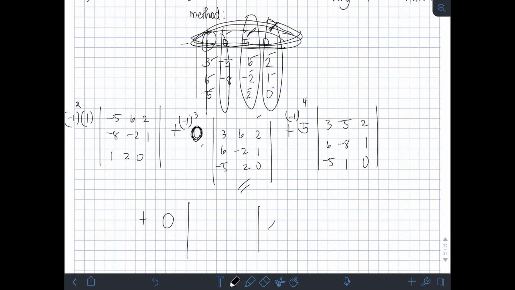Cross natin yung column 4 tsaka row 1, ang matitira is determinant ng 3, negative 5, 6, 6, negative 8, negative 2, negative 5, 1, 2. Then, negative 1 raised to, dahil element siya ng 1, 4, so 1 plus 4 or negative 1 to the 5.